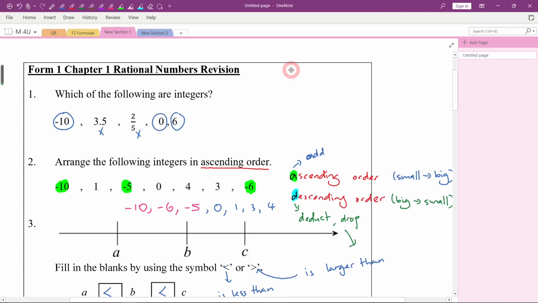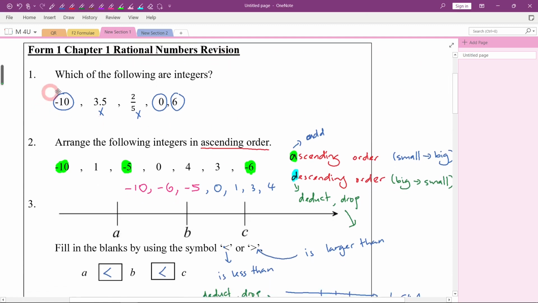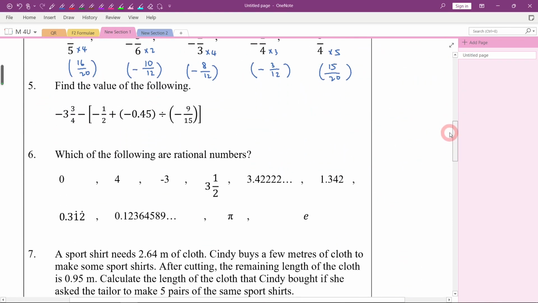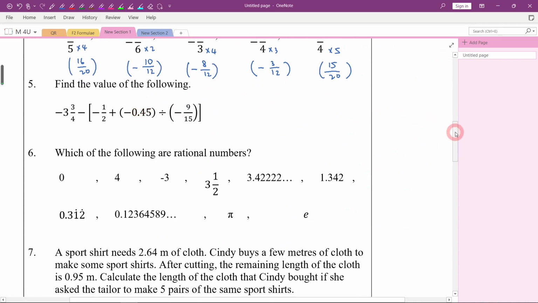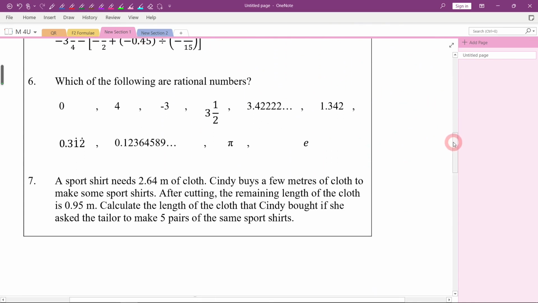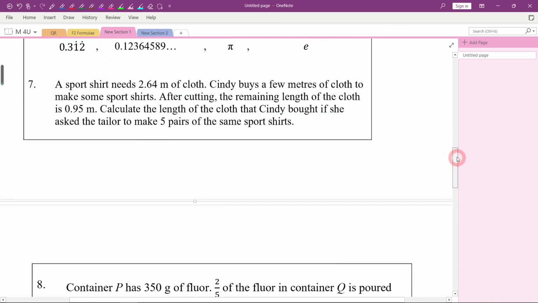Hi everybody, this is Form 1 Chapter 1 Rational Number Revision Part 2. In the previous video, I already discussed question number 1 until question number 5. In this video, let me continue discussing question number 6 until question number 8.